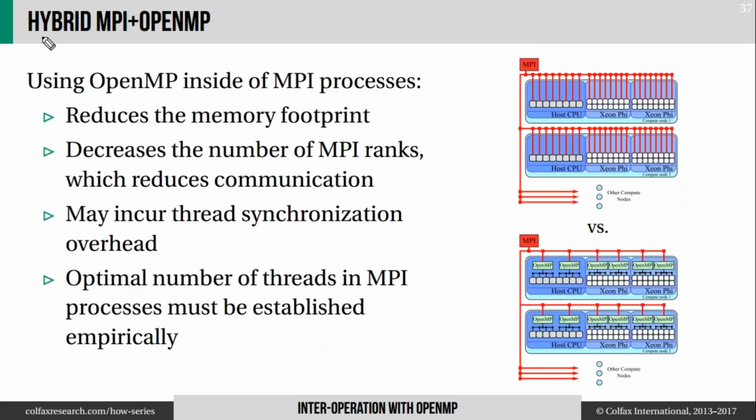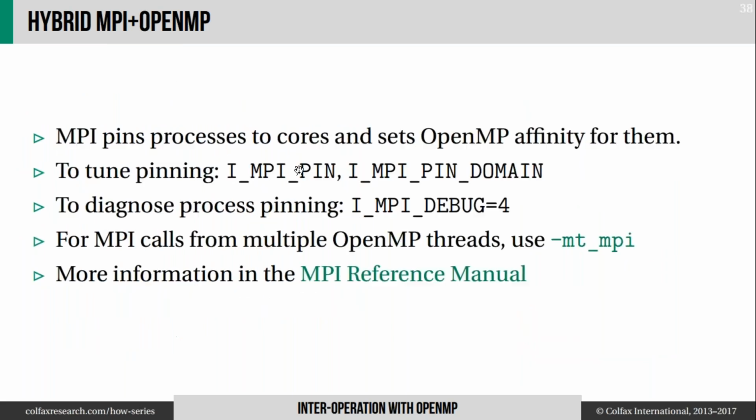When you use hybrid OpenMP and MPI, compared to pure MPI, you reduce the memory footprint and decrease the number of MPI processes, but the trade-off is that you may incur thread synchronization overhead, particularly in NUMA systems. So sometimes you may need to tune the number of processes versus threads. But when you do hybrid programming, you need to be aware that MPI pins processes to cores and sets OpenMP bindings for them. We will talk about it in greater detail in session 9.